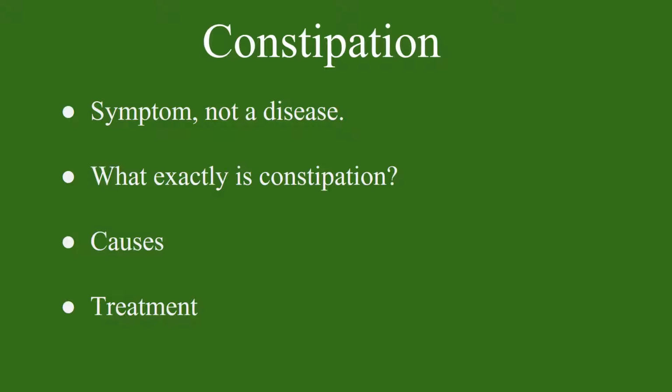Constipation is the most common GI complaint in the US. It is a symptom, not a disease. It happens when the stool moving through the colon gets too dry and hard to move out of the rectum. It can also happen when the muscle contractions that help move the stool out of the rectum are too slow to rapidly and effectively move stool out of the colon.